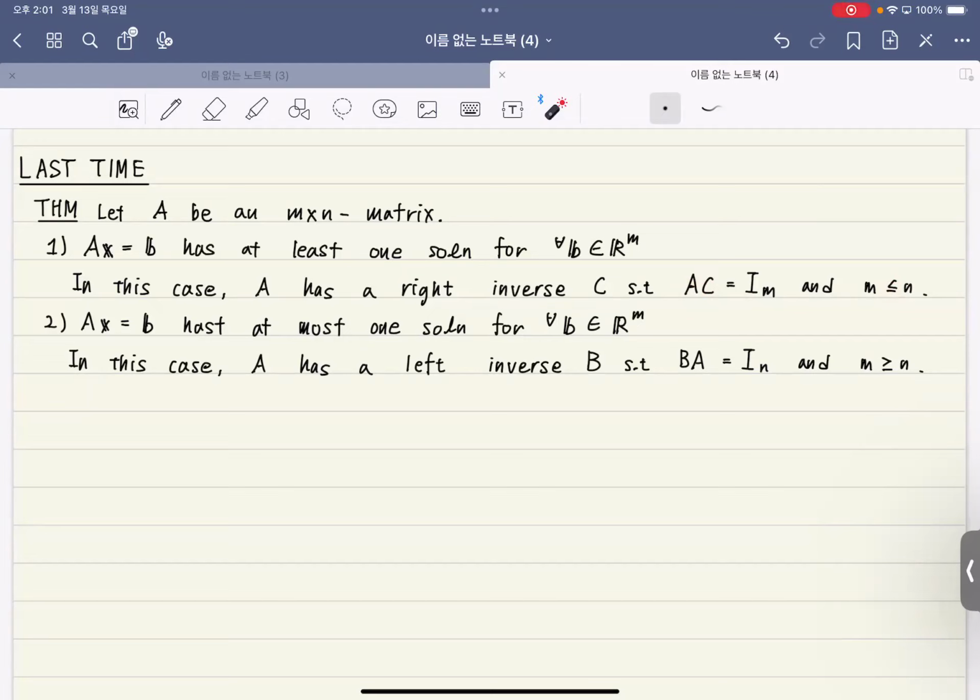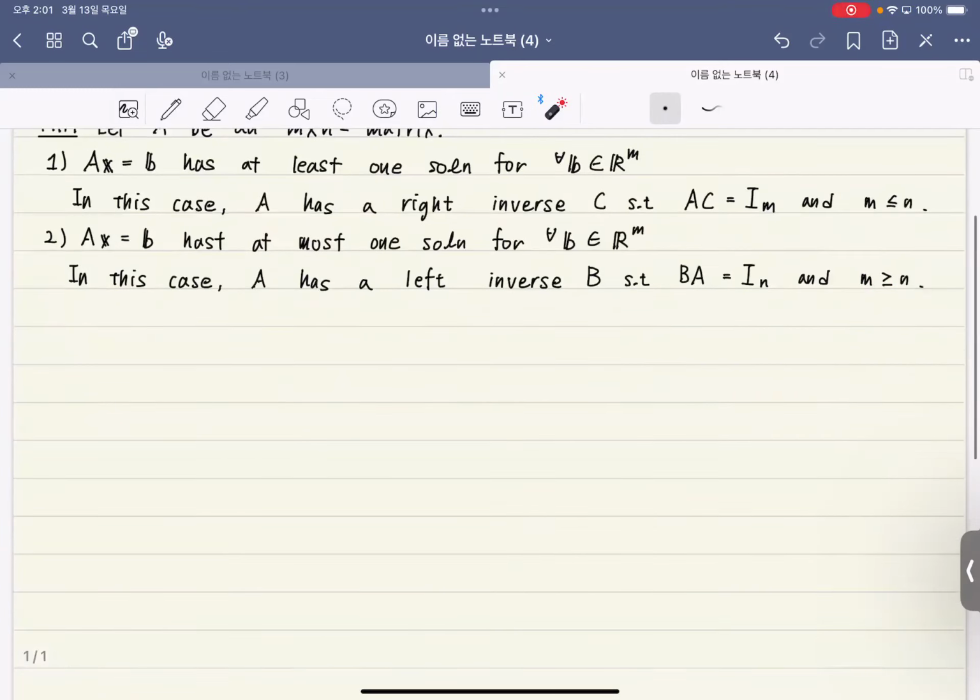This time, if you have at most one solution, so you cannot have two different solutions for the same b, in that case you have the left inverse. And in this case, m must be greater than or equal to n. So in that case, A must be a narrow matrix.